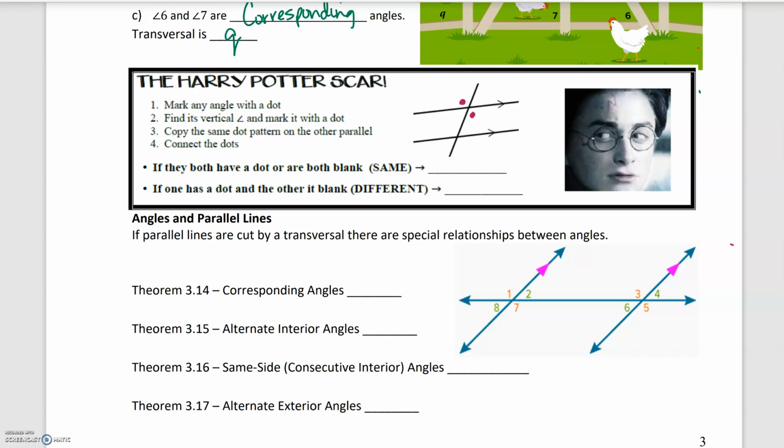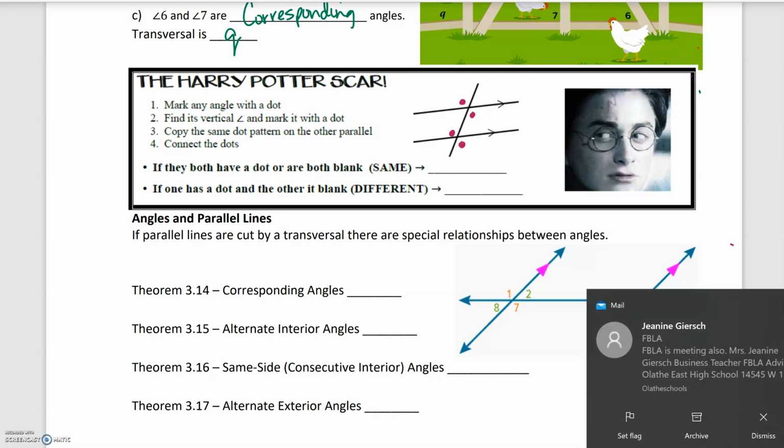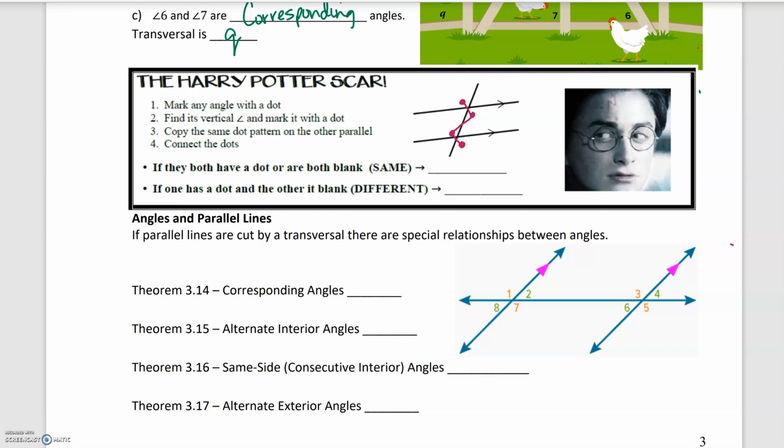Then I'm going to copy that same dot pattern on the other parallel line. So there and there. And then I'm going to connect the dots. And notice that it makes Harry Potter's scar. And so if they both have a dot or they're both blank, they're going to be the same or equal. If they are different, one has a dot, the other one is blank, then those are supplementary.